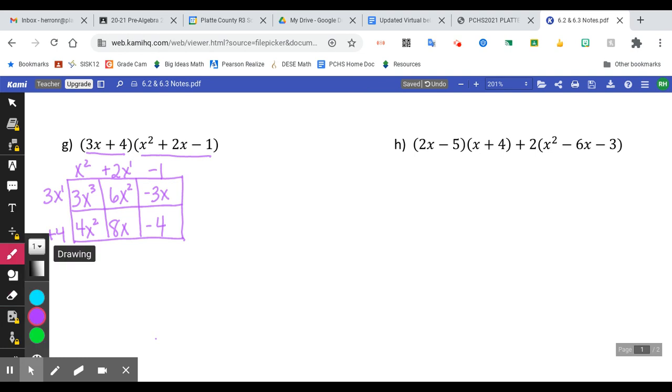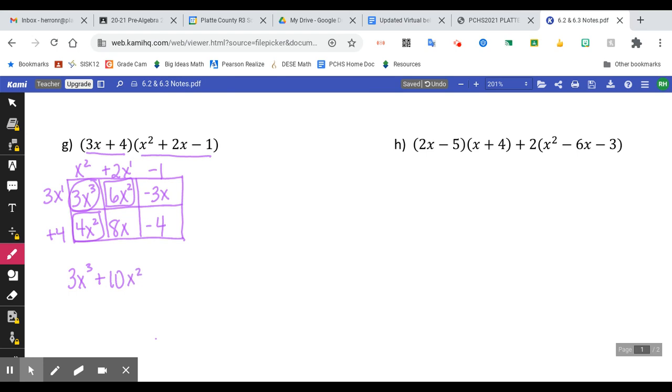Okay, so let's put it all together. We have cubed to start with, so 3x cubed. 4x squared and 6x squared gives me 10x squared. 8x and negative 3x gives me positive 5x. And then my leftover here is negative 4. No like terms, so my answer is simplified.